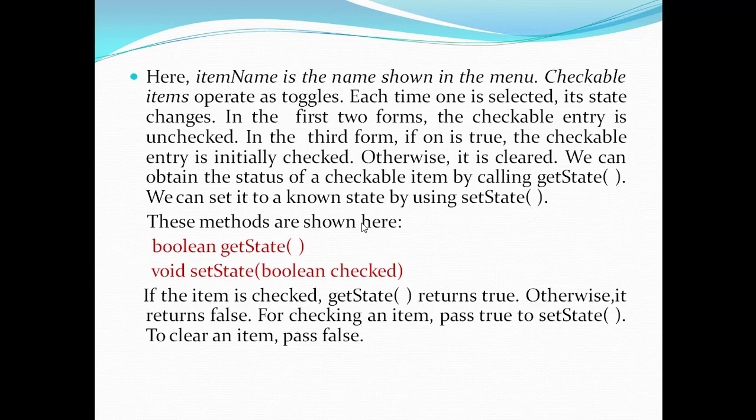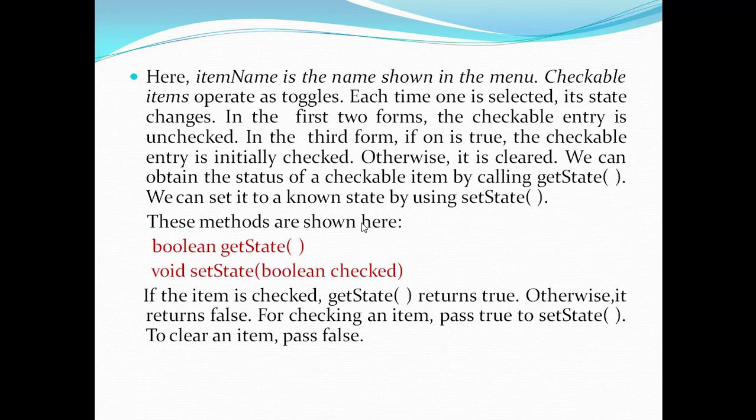In the first two forms, the checkable entry is unchecked. In the third form, if on is true, the checkable entry is initially checked. Otherwise, it is cleared. We can obtain the status of the checkable item by calling the getState method. We can set it to a known state by using the setState method.